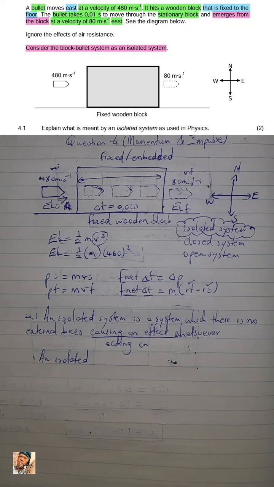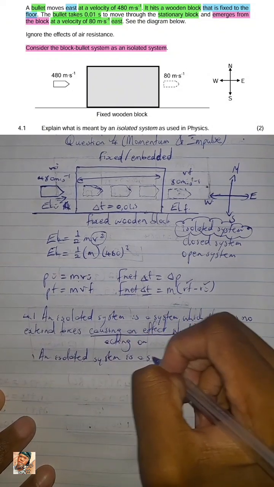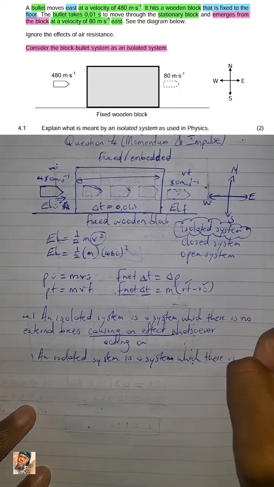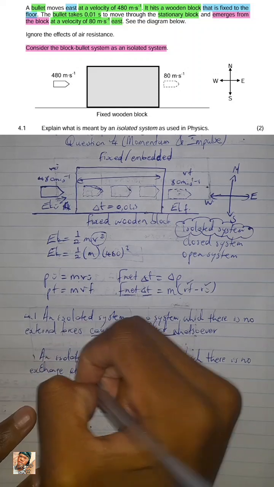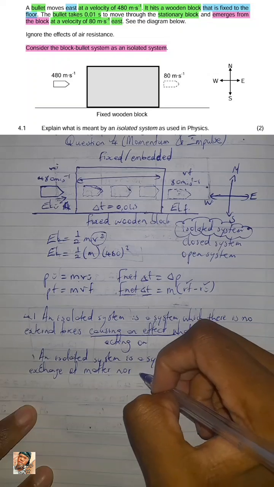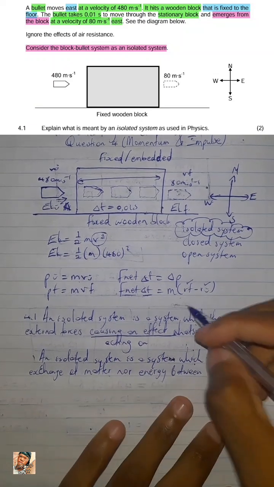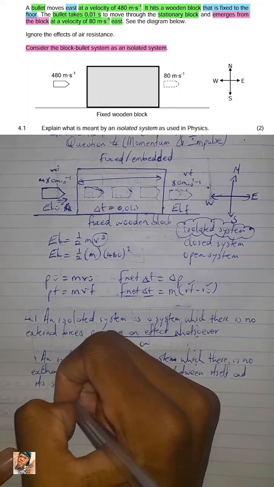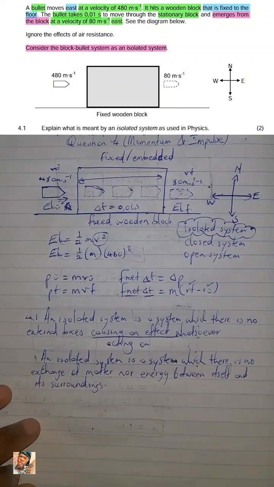I'm not saying that this is also applicable in this type of question, but an isolated system also has another definition: an isolated system is a system in which there is no exchange of matter or energy between itself and its surroundings.